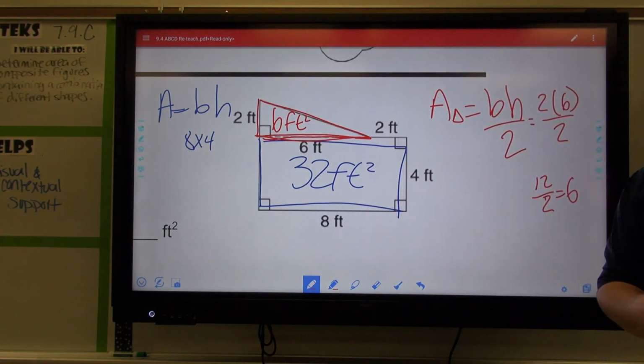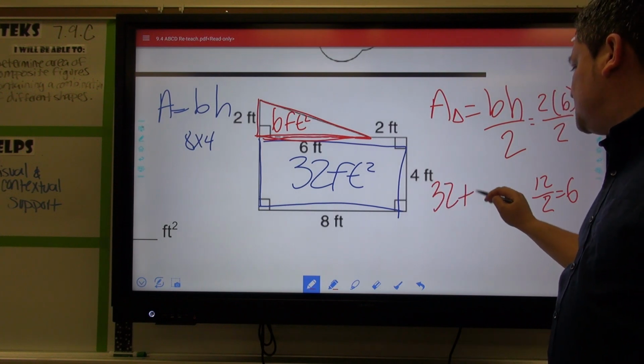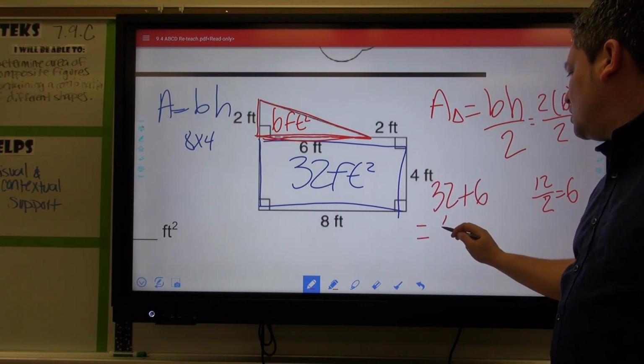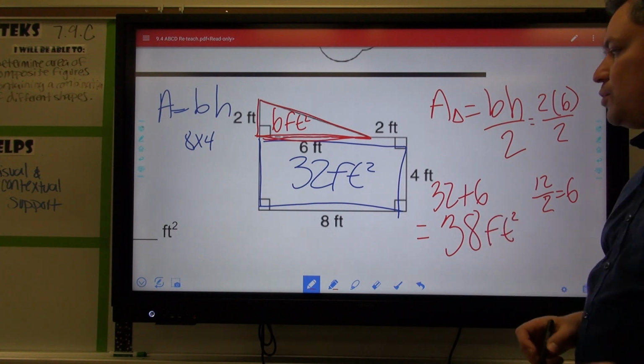Now, how do you find the total? Add them together. So it's 32 plus 6, which gives you 38 feet squared for that composite figure.